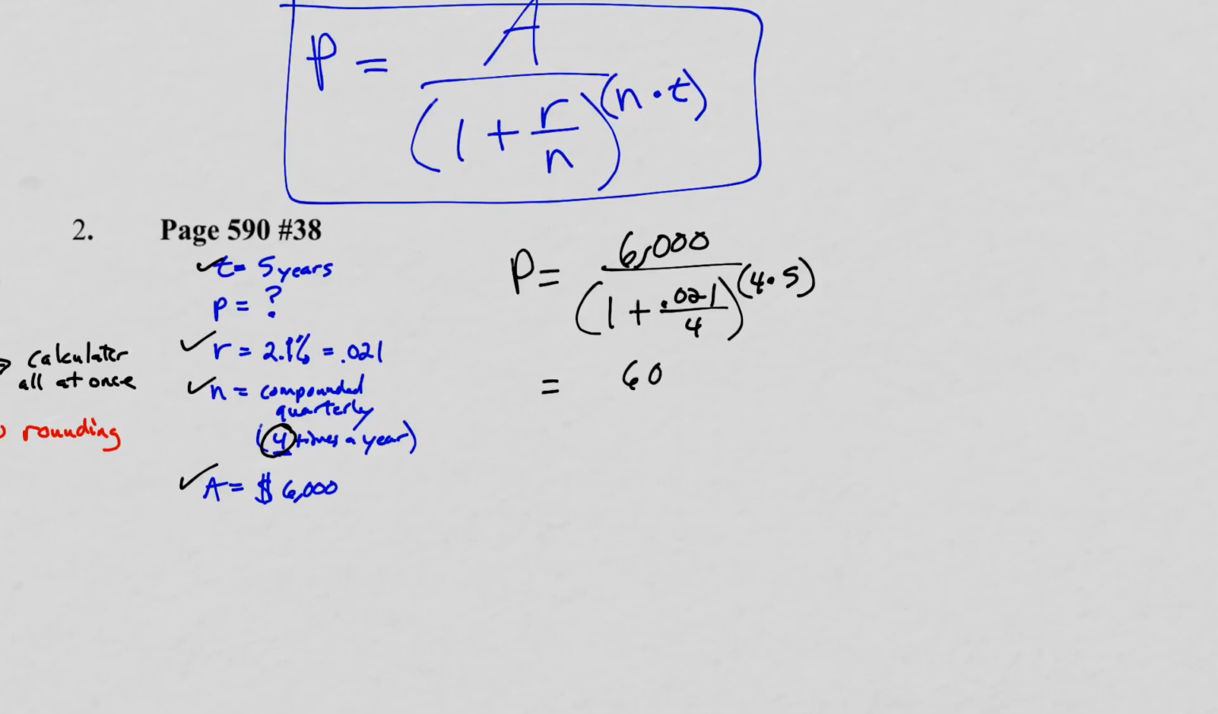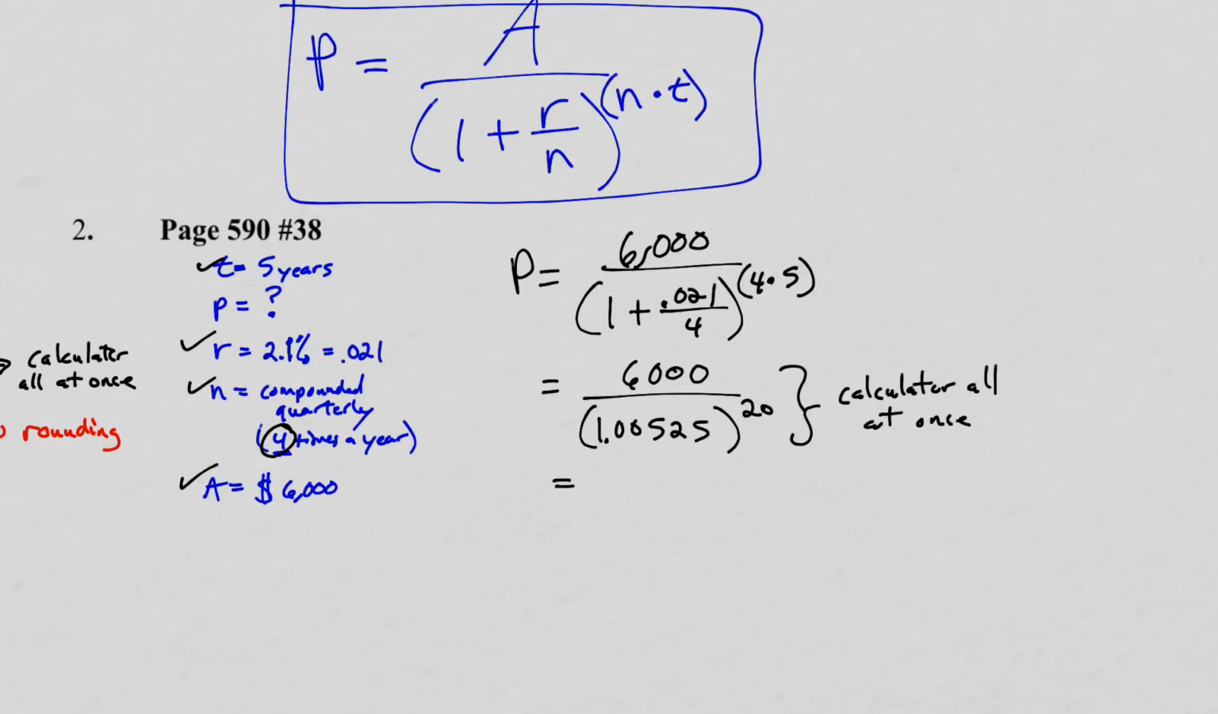So again, I would simplify the bottom part as much as I can, or the parentheses. So that's going to be 1.00525, and then 4 times 5 is 20. Okay, and then this part is the one you want to type in your calculator. Type this in, and we're going to get $5,403.43.